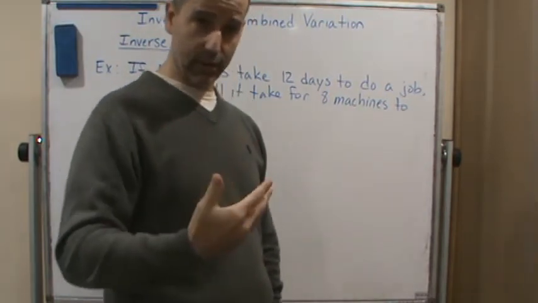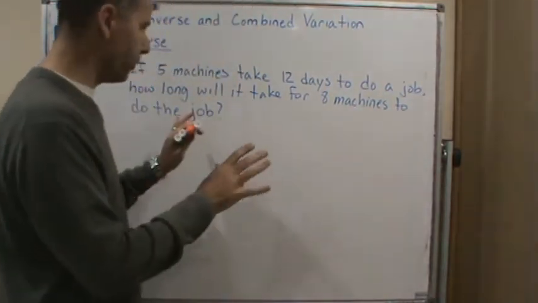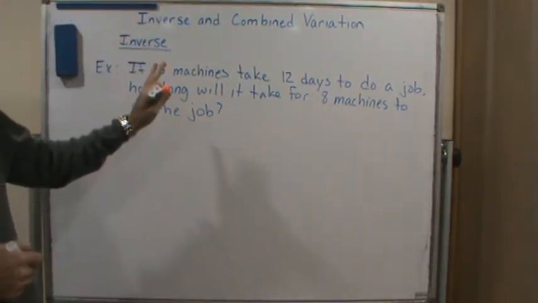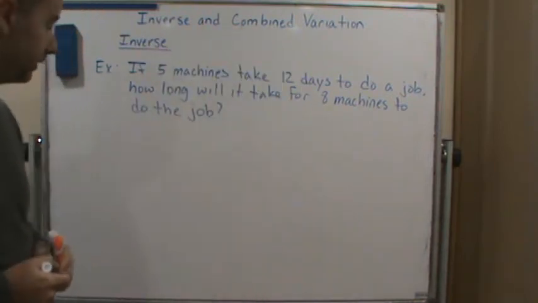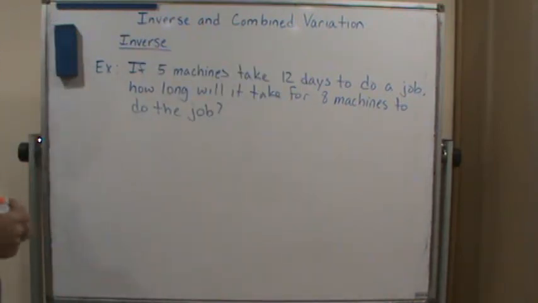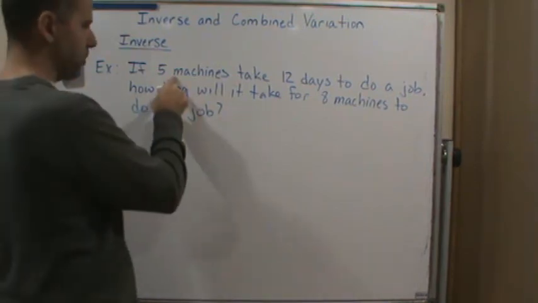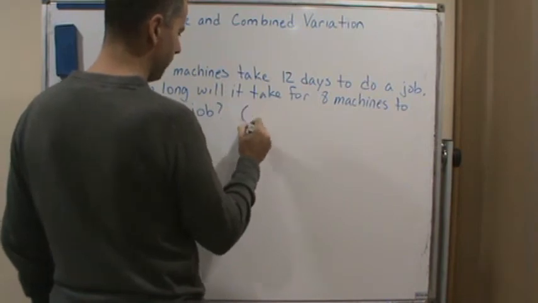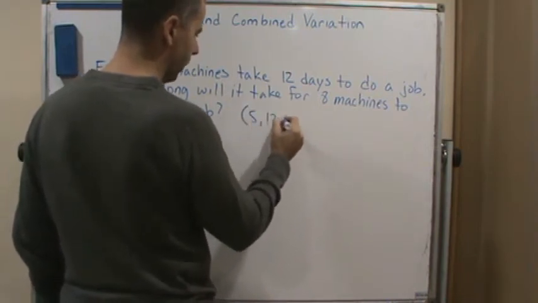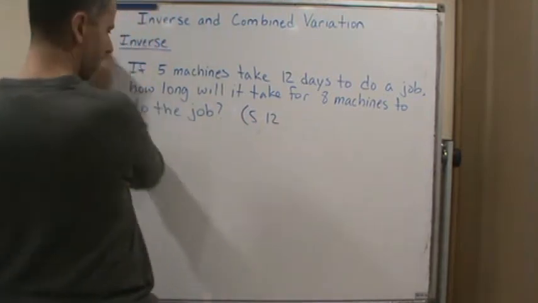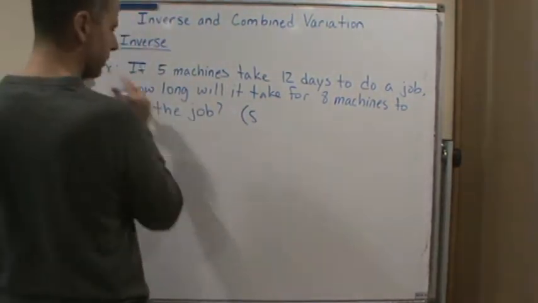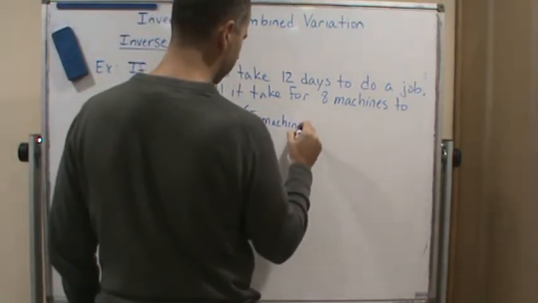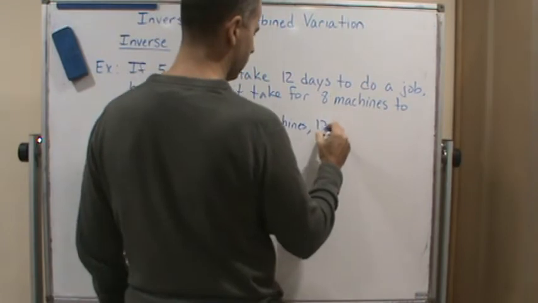So this tells us how to set up the problem. Now that we know that there's inverse variation going on between the number of machines and the amount of time it takes to complete the job, let's set it up. So let's set up our 2 points. Well, we got 5 machines, takes 12 days. So that means 5 goes with 12 days, right? Let's put the units in here for our unit analysis. So 5 machines takes 12 days.